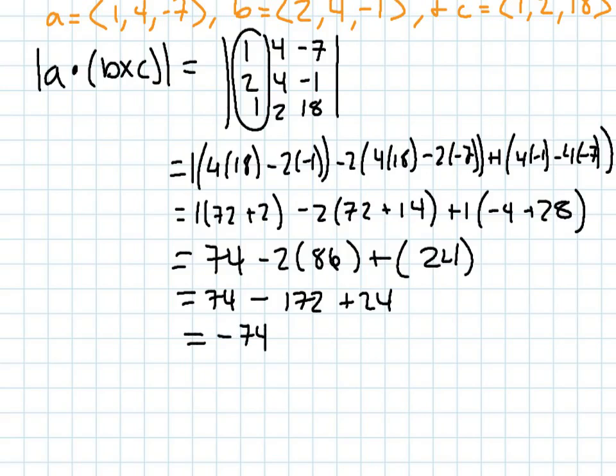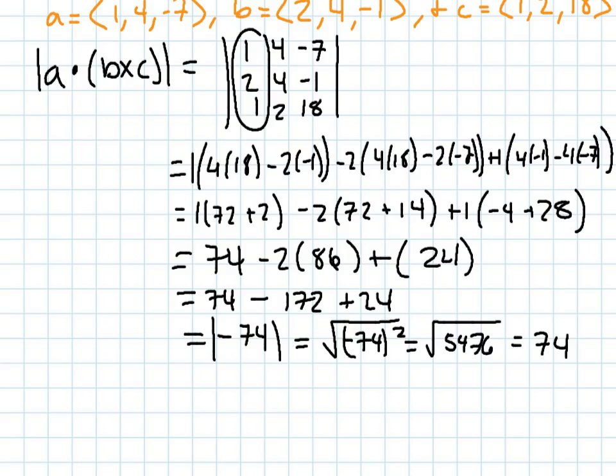Now, this is where your magnitude comes in, because I have a negative value and I can't have a negative volume for a figure. The reason why we get negative values is because our vectors' directions are in negative directions or come up as a negative value. So to negate that, that's where the magnitude comes in. So you're taking the square root of your negative 74 squared, which gets you 5,476, and the square root of that is 74. So it's basically like an absolute value sign there.